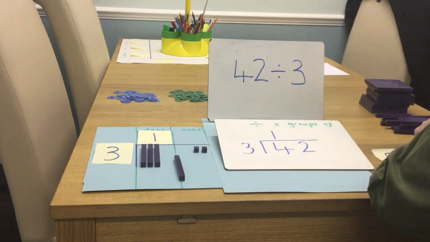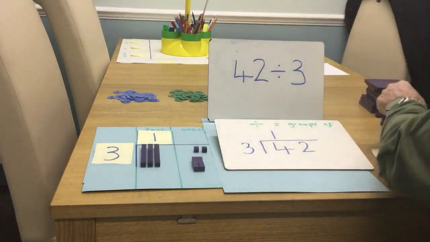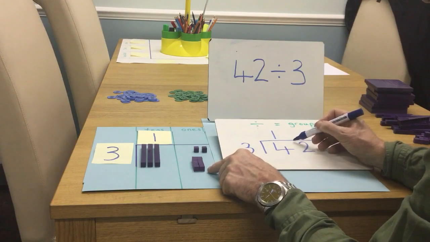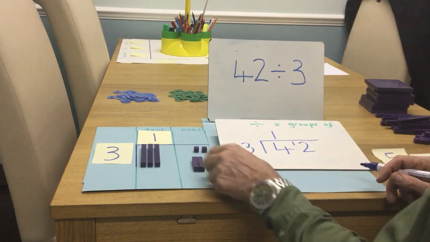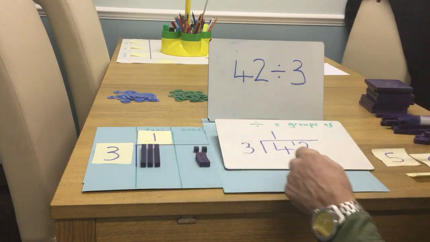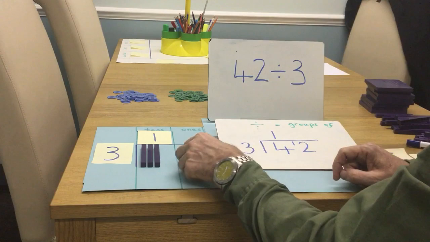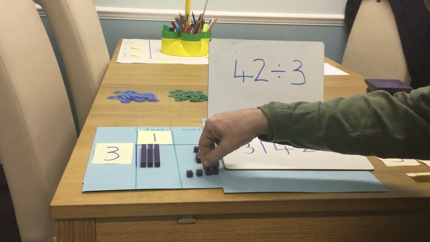So again, we're going to have to exchange that from one set of 10 to 10 ones. So that goes there. But what does it look like here? Well, that group of 10 there becomes a little 1 in the ones column. So question 2, how many groups of 3 can we make from 12? So we start making little groups of 3.